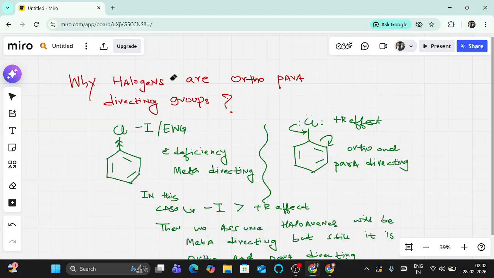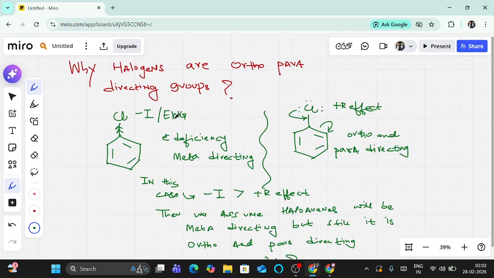Students, I'll be talking about a very, very important thing. It may come in the exam: why are halogens ortho and para-directing groups? Before we discuss, let me first give you a small idea. When halogens are attached to a benzene ring, we call them haloarenes.